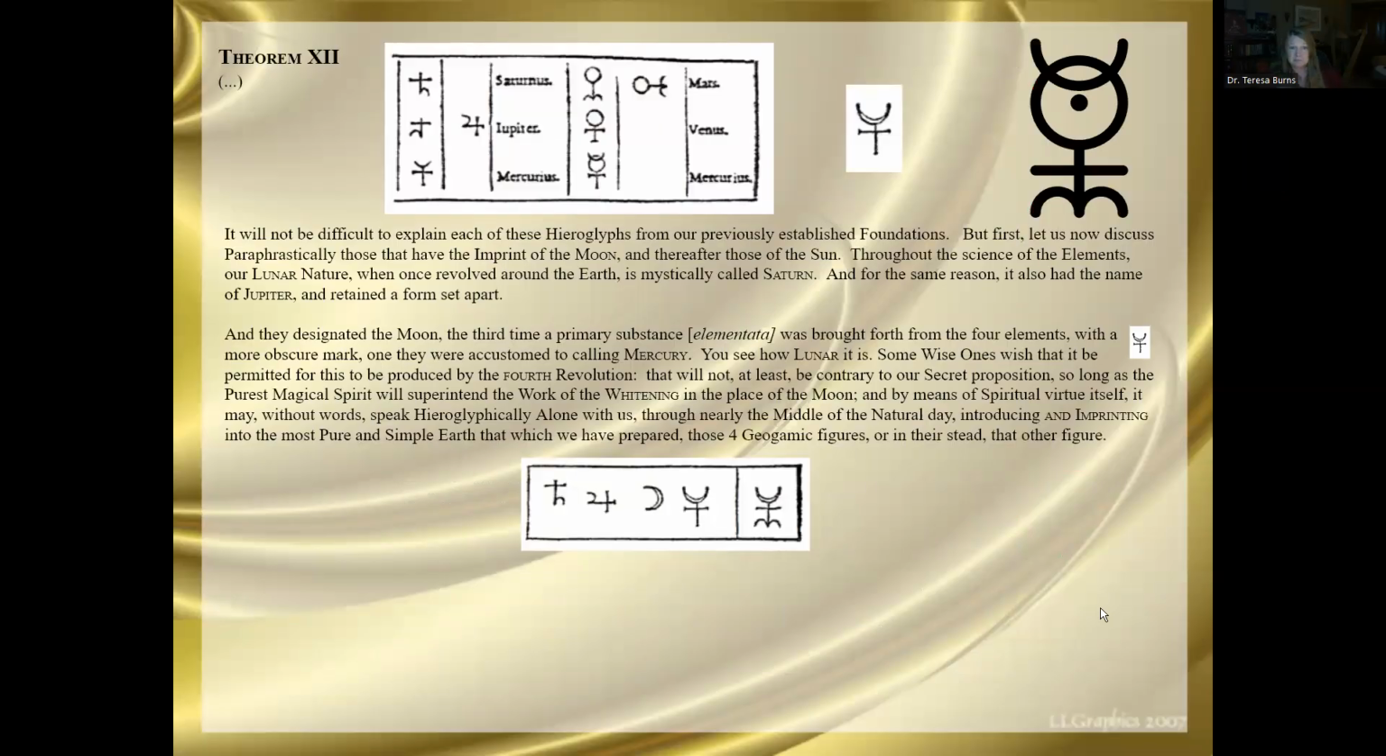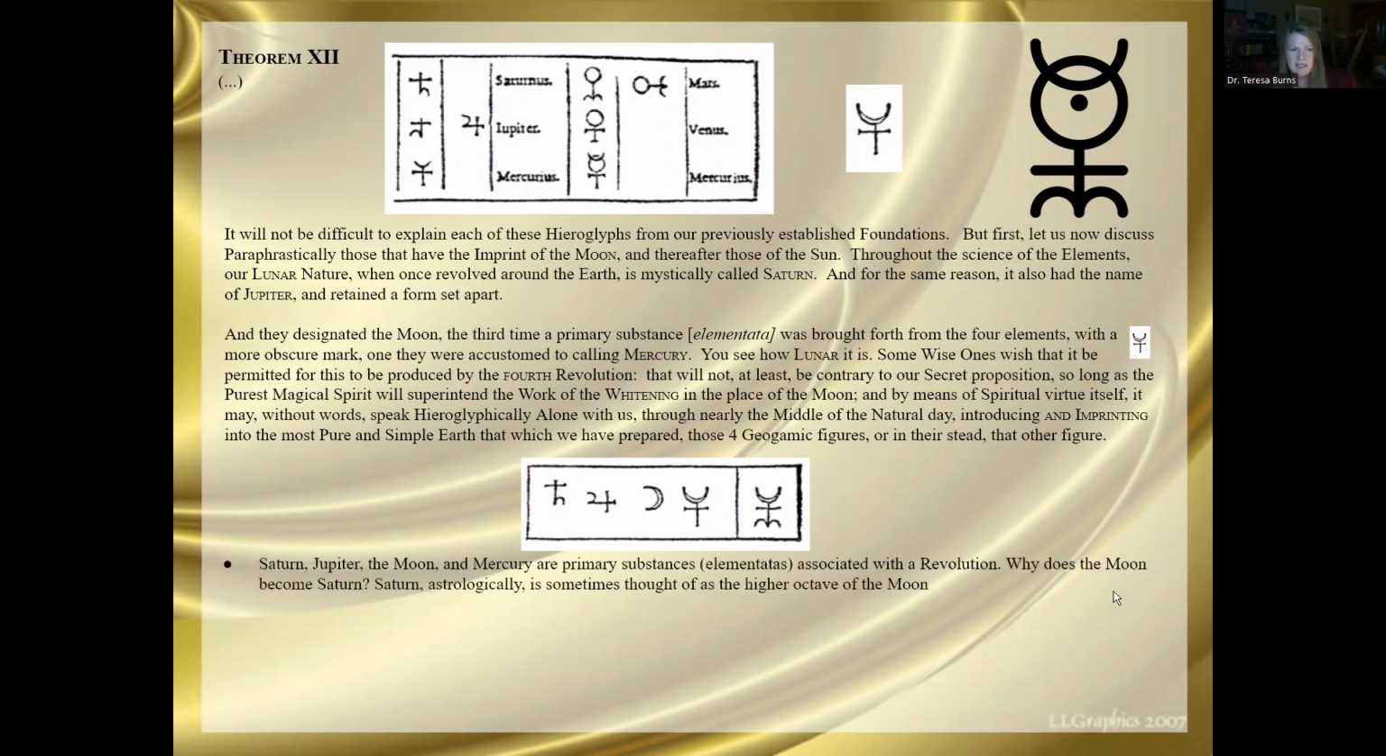Okay, folks, I'm back to Theorem 12, and now we're going to see what he means by these 4 revolutions. He has said it will not be difficult to explain each of these hieroglyphs from our previously established foundations, but first let us now discuss paraphrastically those that have the imprint of the moon, and thereafter those of the sun. The sun's going to be in Theorem 13.